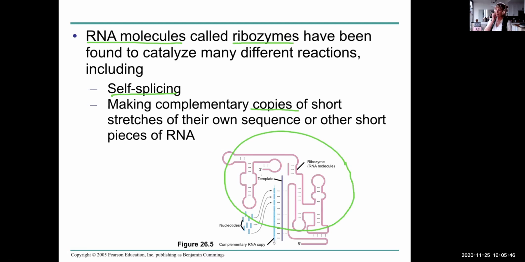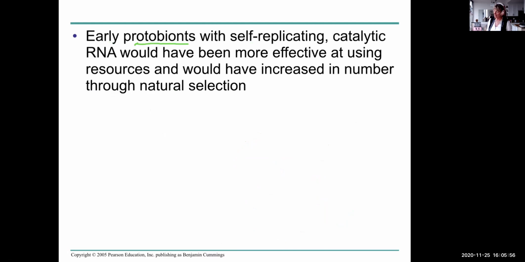So you don't really need a protein enzyme to do work or to synthesize some reactions. So perhaps the early protobionts were self-replicating. Catalytic RNA would have been more effective at using resources and would have increased in number through natural selection. The reason we think that is because if you look now at bacteria or viruses, particularly viruses that have RNA, they are more likely to mutate. So there is more variation likely in a world of RNA than there would be in a world of DNA. So that's a bit of an introduction to how the first cells might have formed.